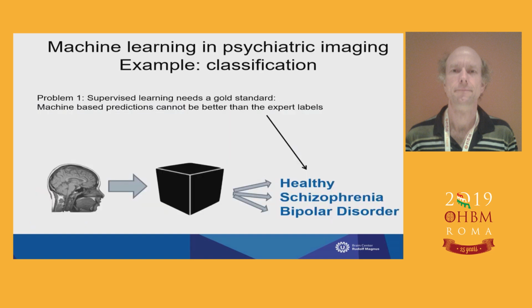And one of the main problems is the gold standard. If you use supervised learning in psychiatric imaging, you need a gold standard, which is the labels given by the experts, the psychiatrists in our case. And you can, of course, never do better than those expert labels.